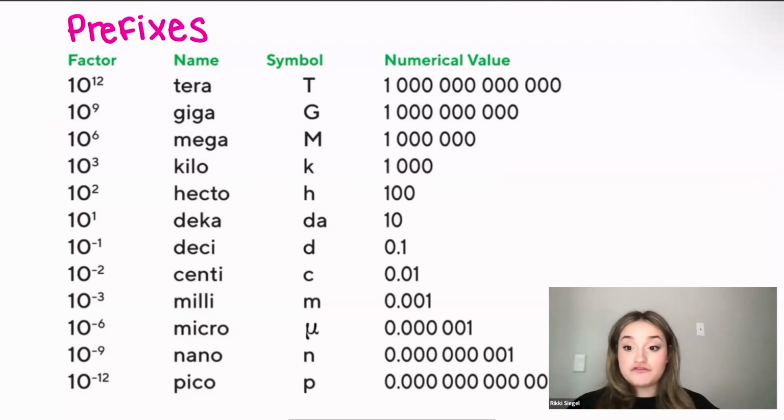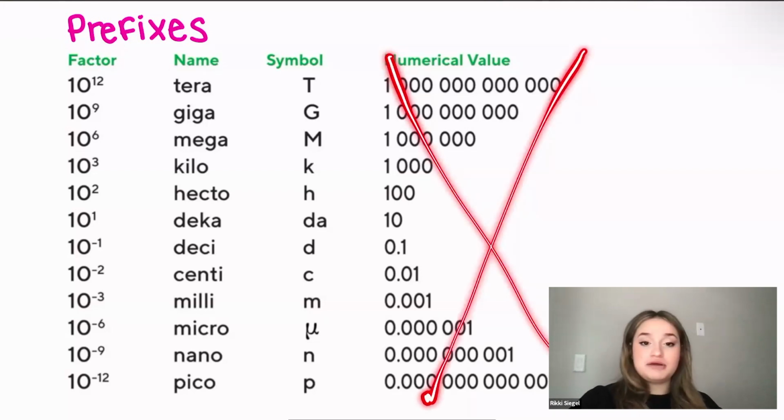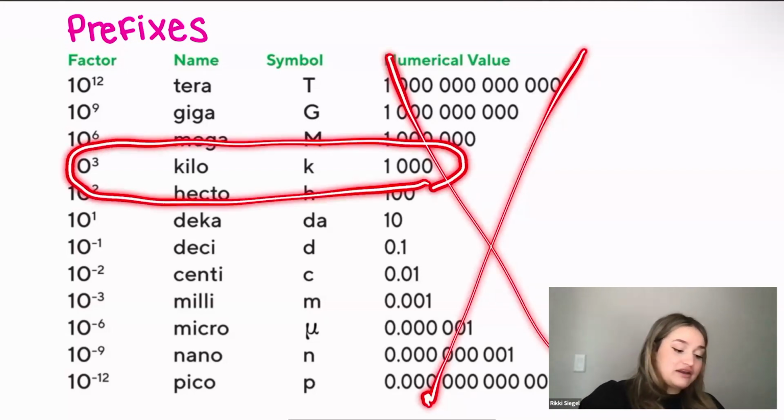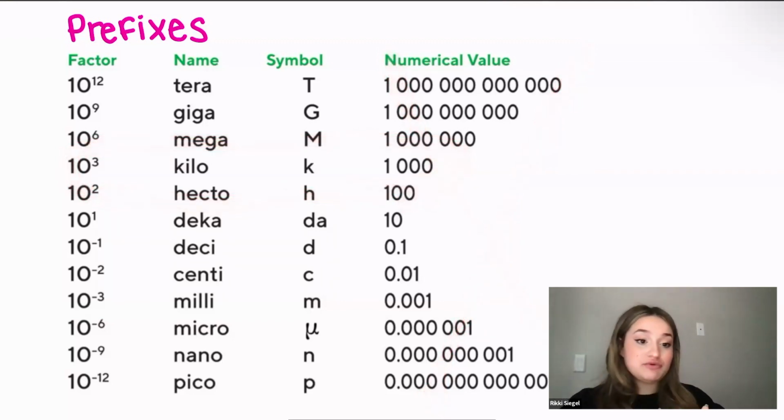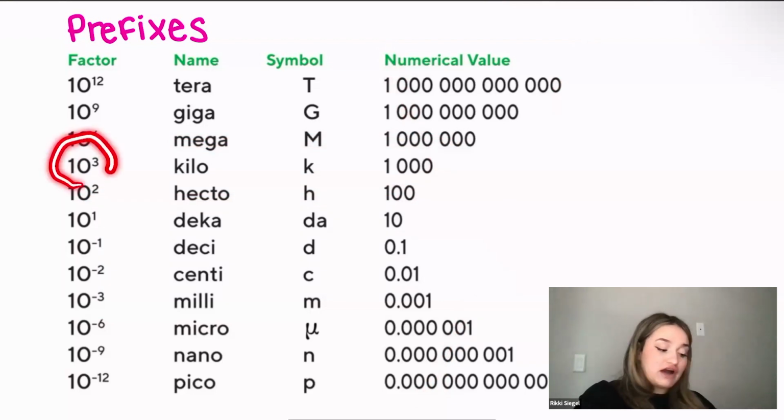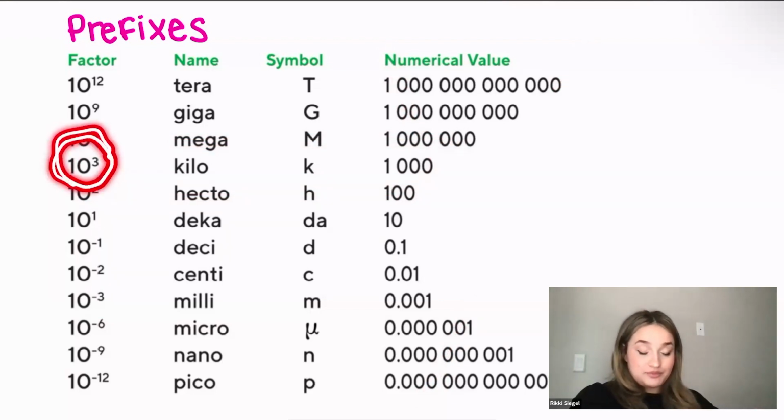Now, for the sake of all chemistry, physics, and any future math courses that you're going into, I do not want you to focus on the numerical values. If we look at kilo, it's like 1,000 grams in 1 kilogram. A lot of people will multiply or divide by 1,000. I don't want you guys to do it. I want you to get into the habit of multiplying or dividing by 10 to the third.